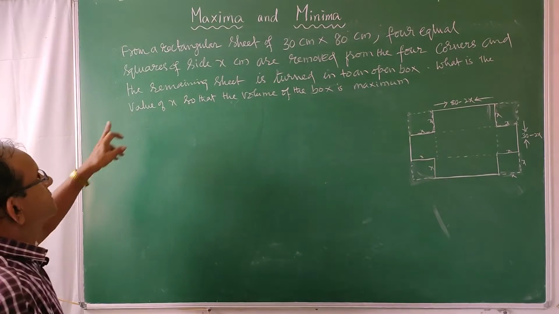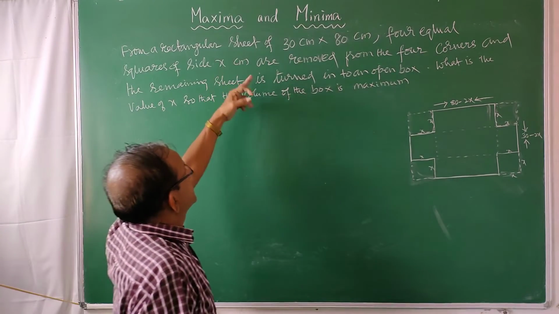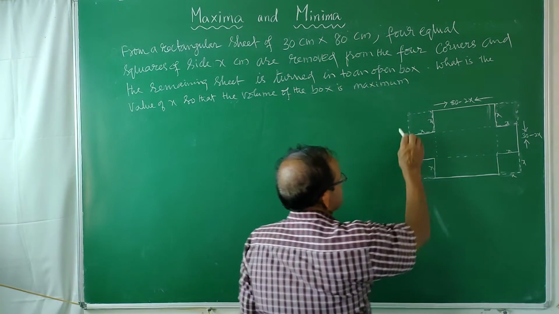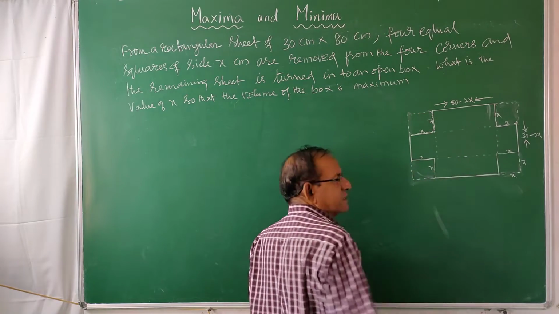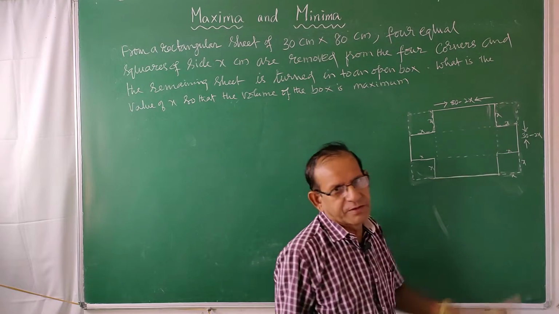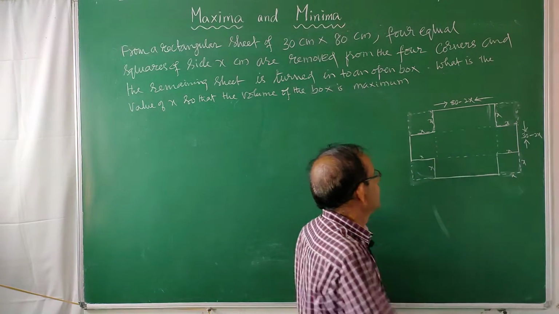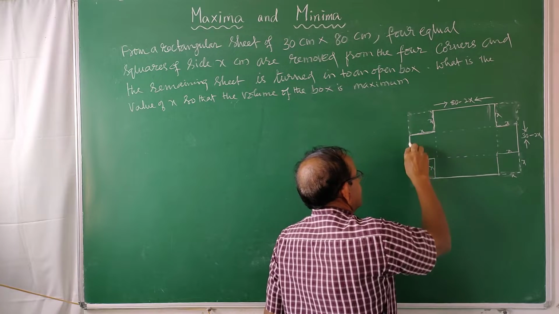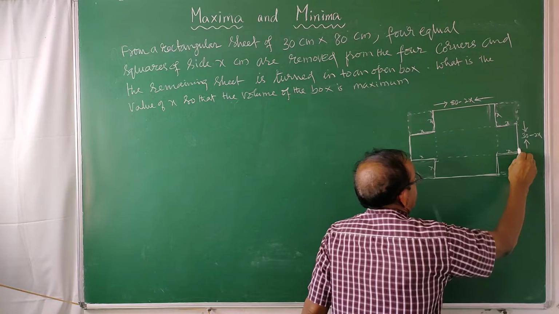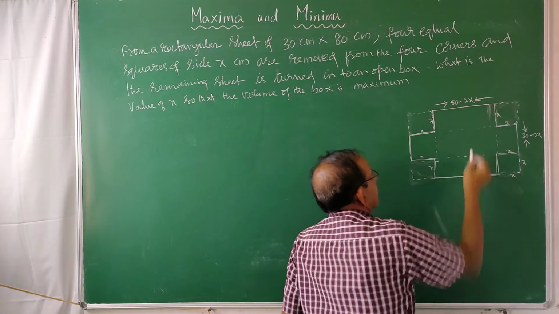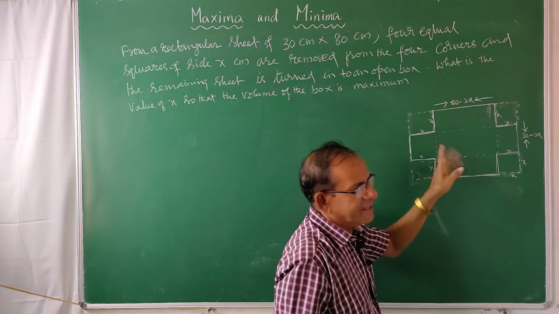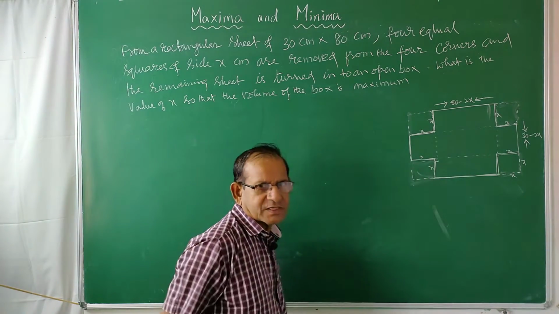Now say this question. There is a rectangular sheet whose measurements are 30 centimeters by 80 centimeters. So this total length is 80 centimeters and this breadth is 30 centimeters. Now 4 equal squares are removed from the 4 corners. So then this is the remaining sheet, and you fold this like this and this will be like this, then you will get an open box if you fold all the things inside.